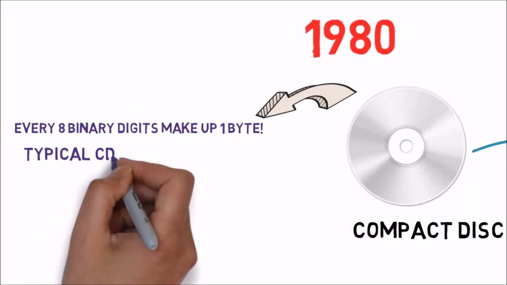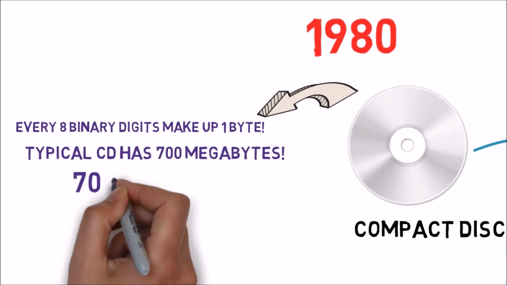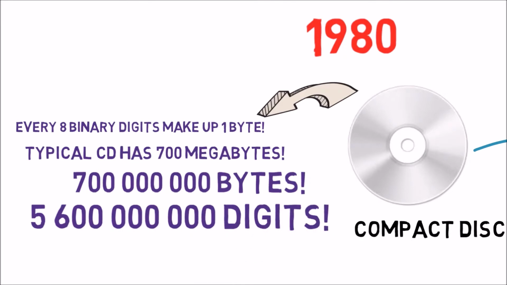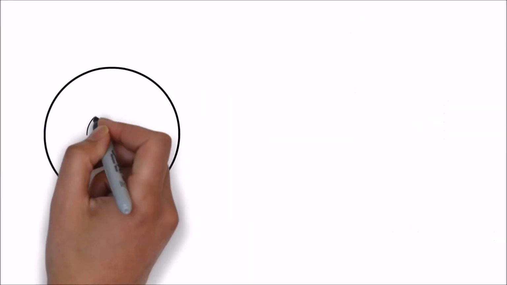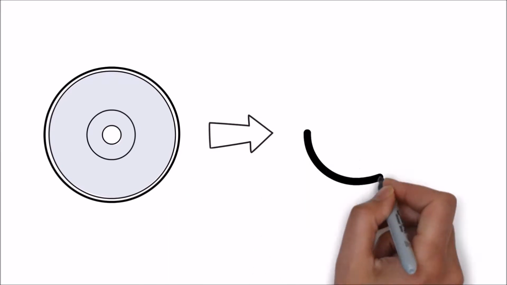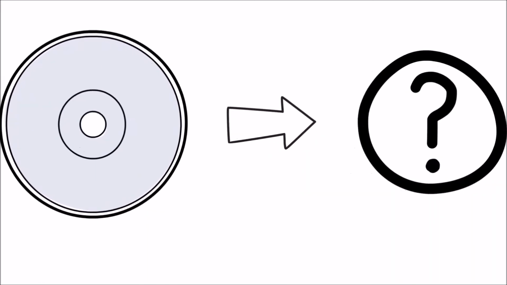A typical CD has 700 megabytes, that is equal to 700 million bytes, which is equal to 5.6 billion binary digits. As technology advances, people wanted to store more data in CDs. How is this achieved? We simply change the color of the laser.